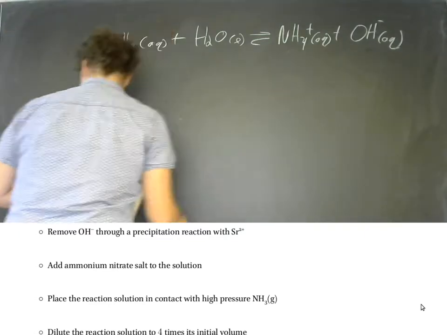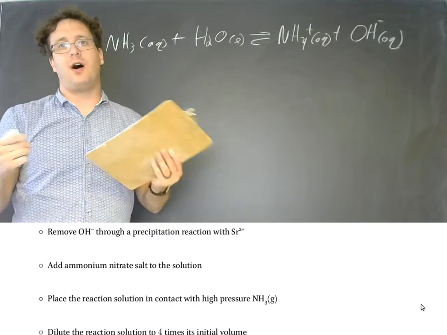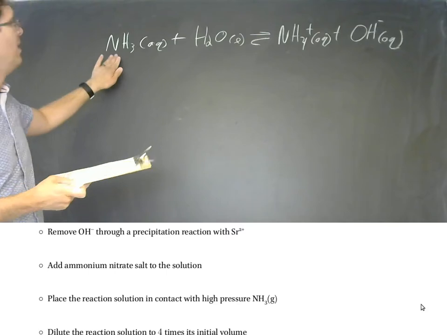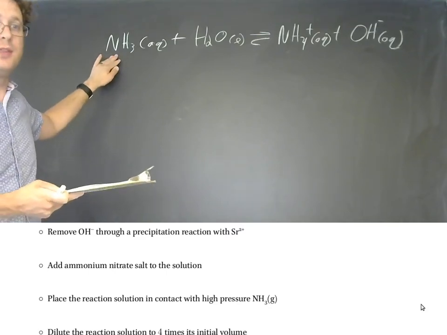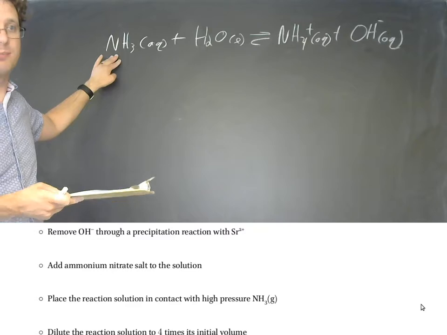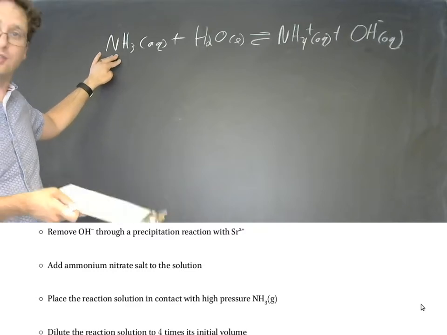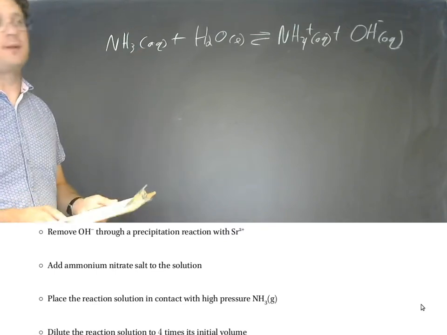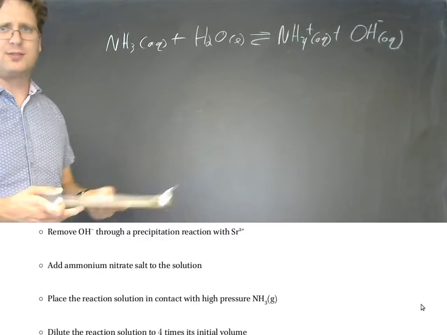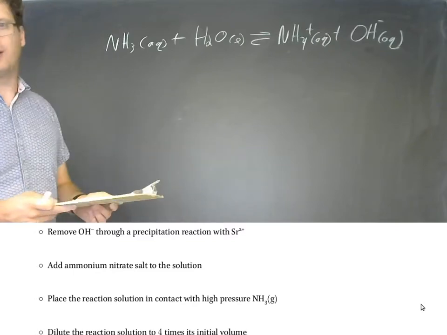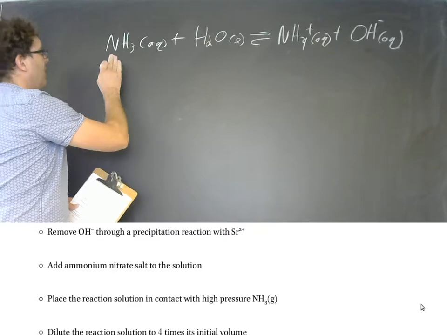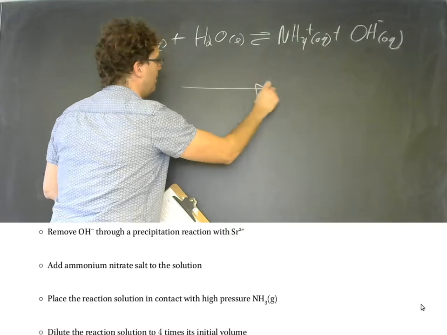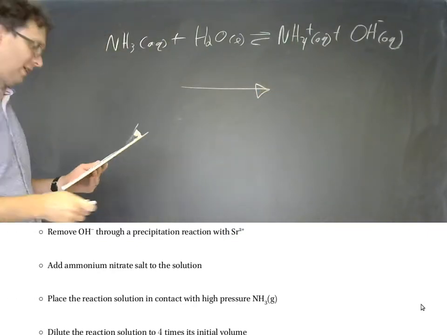The next one is to place the reaction solution in contact with high pressure NH3. Well, we remember by Henry's law that the amount of volatile solute that is dissolved in water is going to be proportional to the pressure of that solute in the gas headspace above that solution. And so by putting the solution in contact with high pressure NH3, that will have increased the concentration of NH3, and the system will respond to decrease that concentration by shifting it to the right.